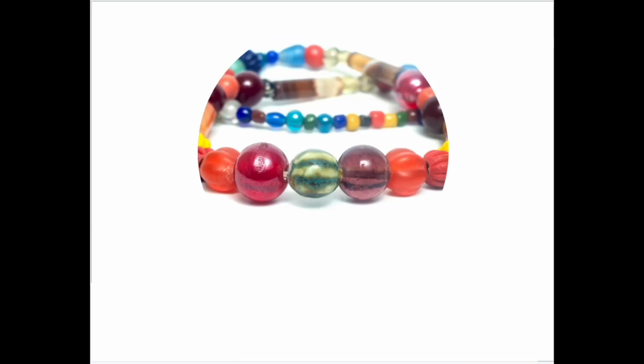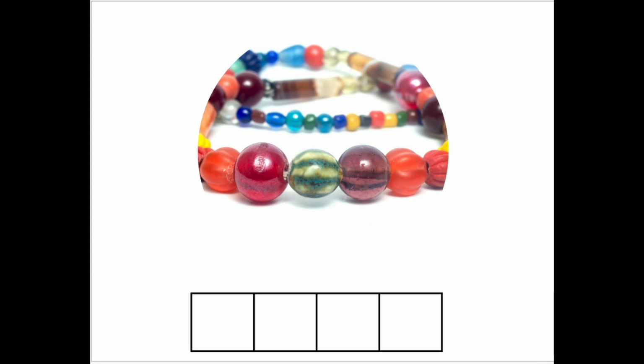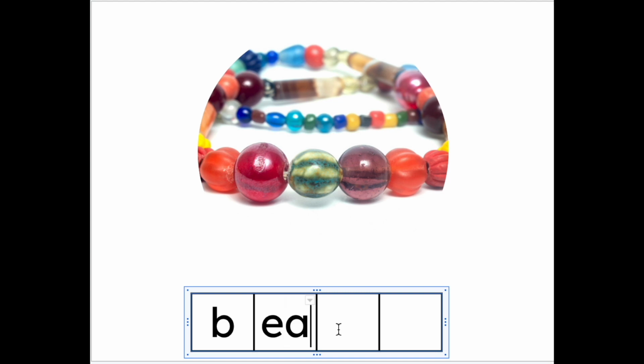Awesome job. Here we have beads. Beads. How many sounds do you hear in the word beads? That's right, 4 sounds. Let's spell the sounds. What's the first sound you hear in the word beads? B. That's right, it's a B. What's the second sound you hear? E. Long E, we said, is spelled E-A in these words.